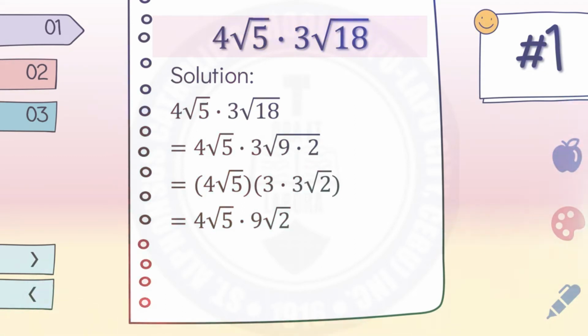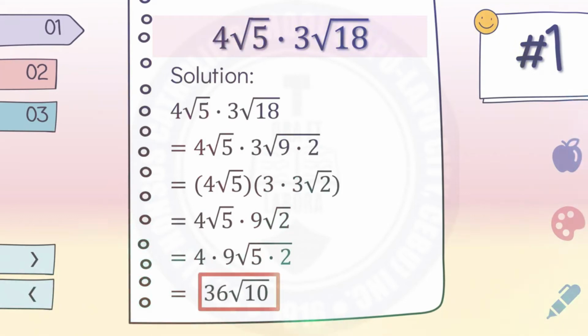Next, multiply the numerical coefficient to the other numerical coefficient and radicand to radicand, and make sure the radicands can only be multiplied if they have the same index. Again, always remember, two radicals can be multiplied if they have the same index. So 4 times 9 is 36. And for our radicand, 5 times 2 is 10. So your final answer will be 36 square root of 10.